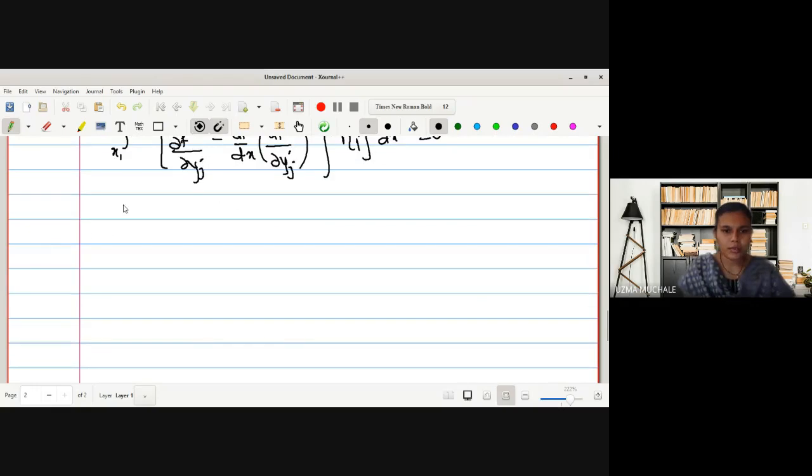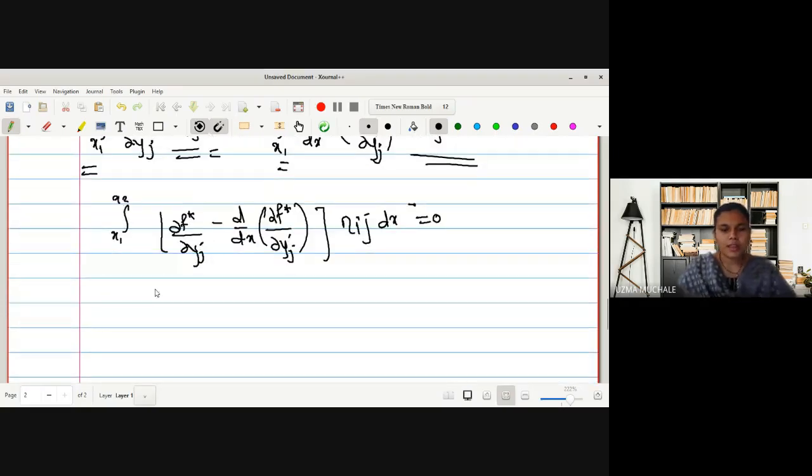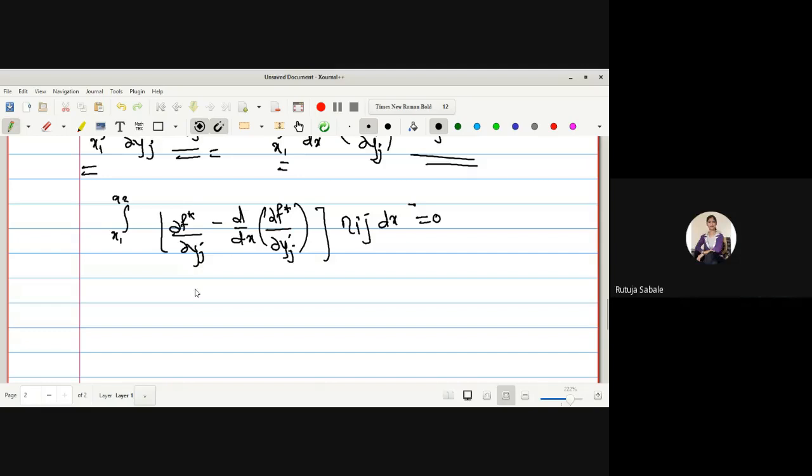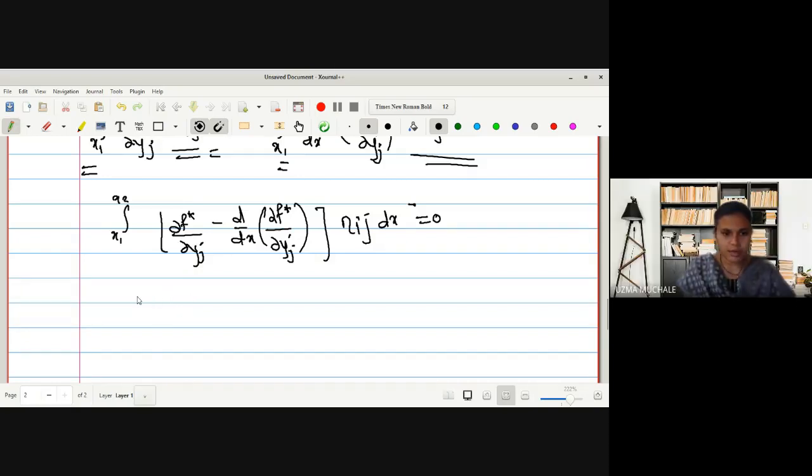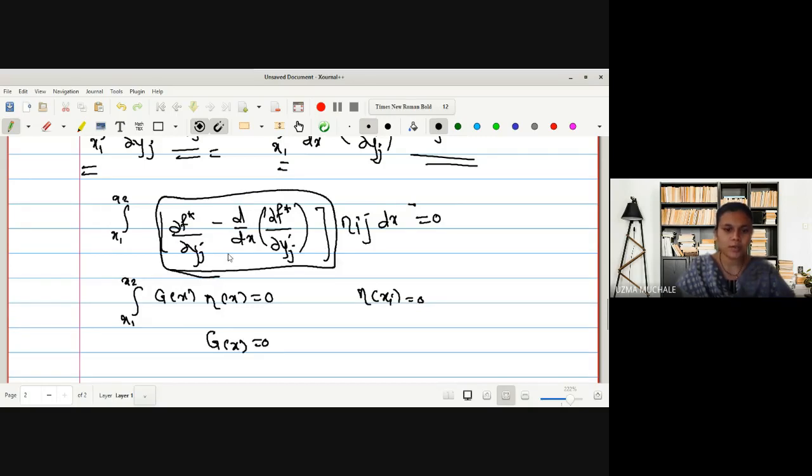Okay, now here we are going to use which lemma? The basic lemma of calculus of variations, which tells us that if the integration from x1 to x2 of g of x into eta of x is equal to 0 for arbitrary eta of x, then we say that g of x is equal to 0. In this case, g of x is this term, and hence we get it equal to 0. So what is the change? Only instead of having y, here it is yj and yj dash.